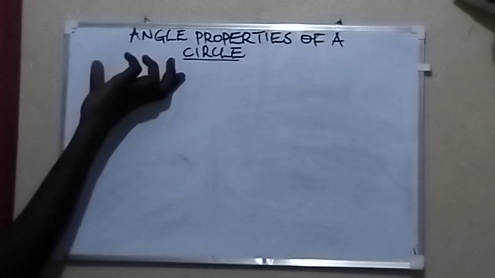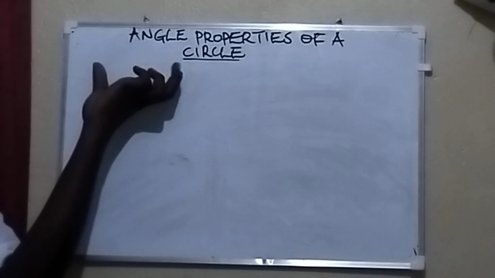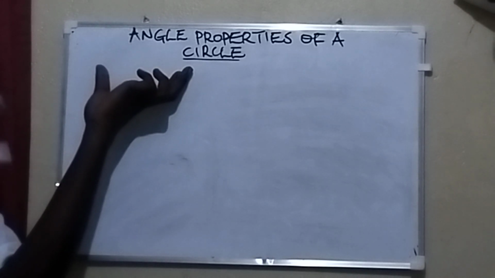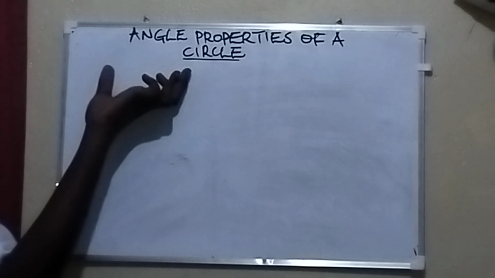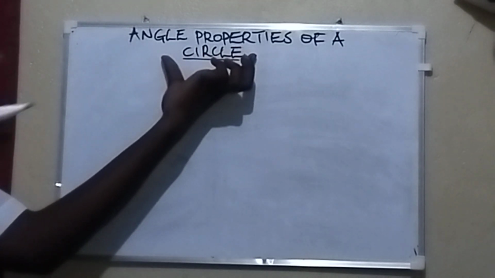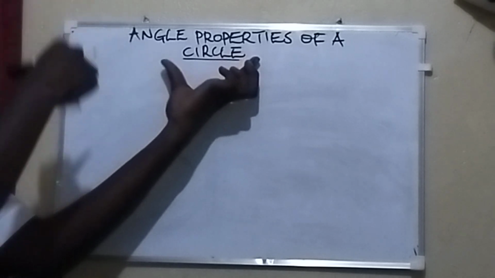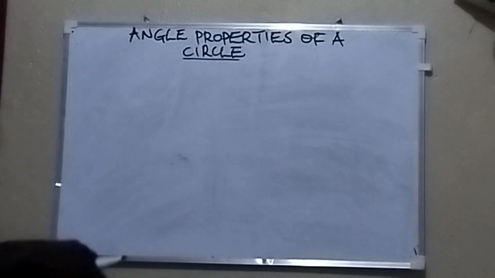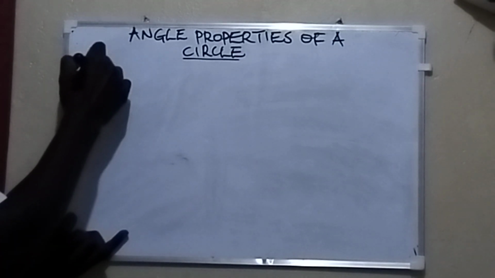I'm going to give you a summary in this topic, all the properties of circles in relation to angles. So we shall start with the first property.